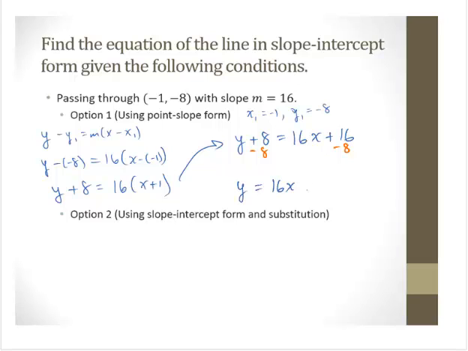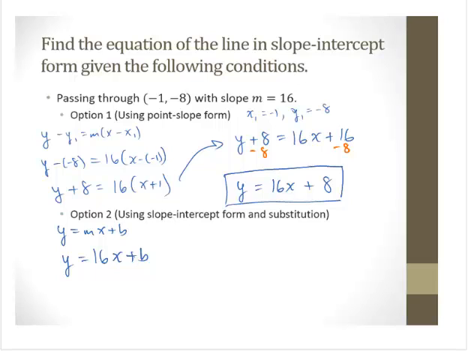And y equals 16x plus 8. And there's the slope-intercept form using point-slope form. Our second option is to use the slope-intercept form and substitution. Alright, so I'm going to start by saying, well, I want y equals mx plus b. I know the slope is 16, so y equals 16x plus b.